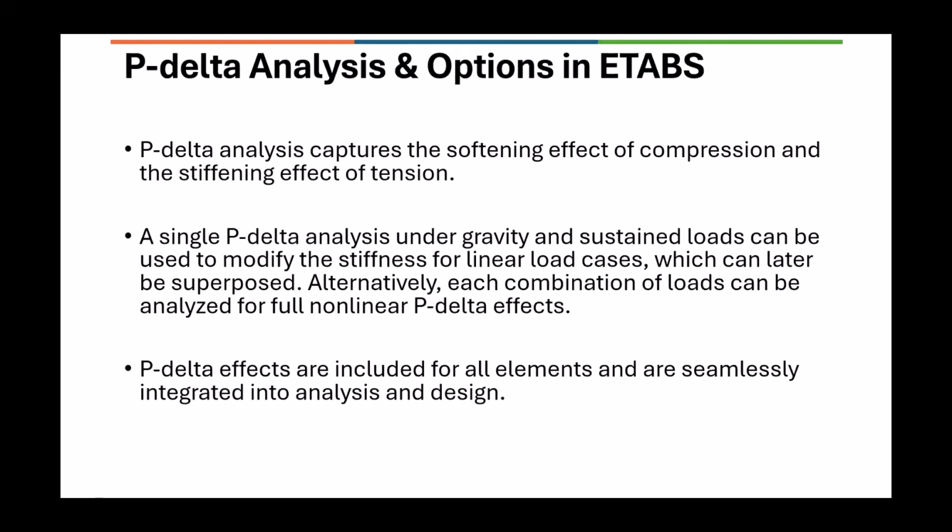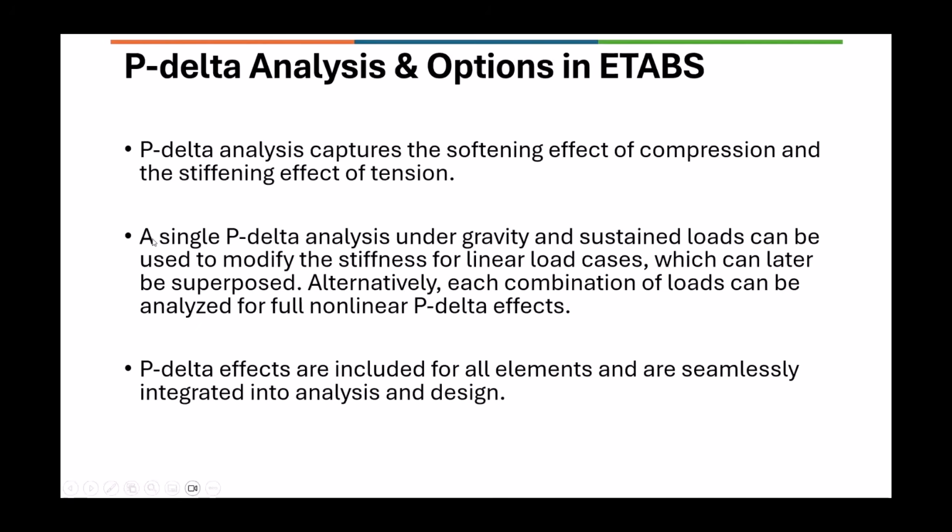So the P-delta analysis and the options in ETABS. So basically, the P-delta analysis captures the softening effect of compression and the stiffening effect of tension, which is integrated in the analysis itself. So you don't have to specially perform any analysis for this. Just need to enable the required data, which you will see, and then the stiffness matrix will be modified for this geometric nonlinearity case, which is a function of load and the length of the member.